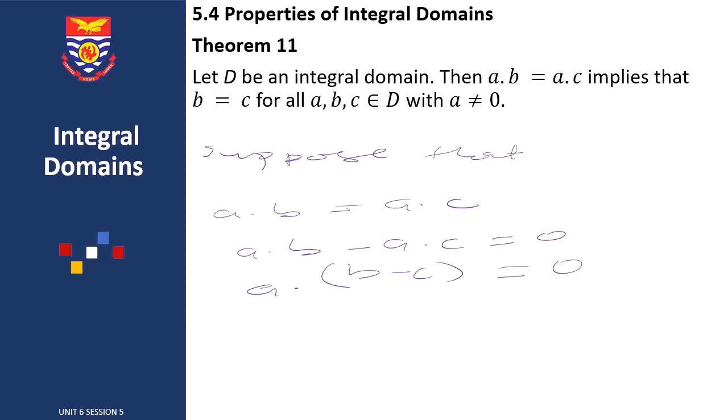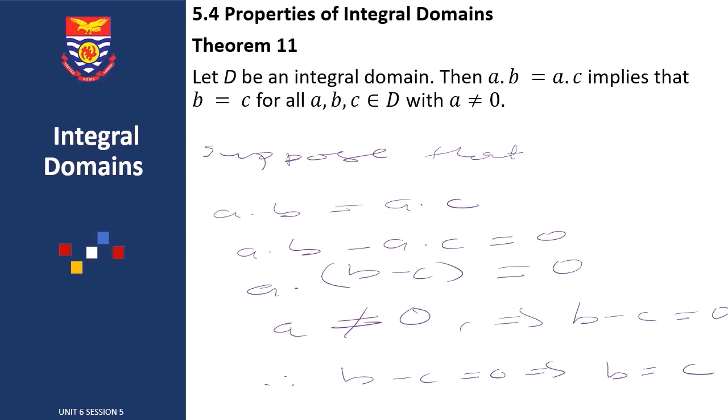And that is fine. We have here that a is not equal to 0, which implies that b minus c equals 0, because one of them must certainly be 0. And therefore we can say that b minus c equals 0 implies b equals c. And that proves it.